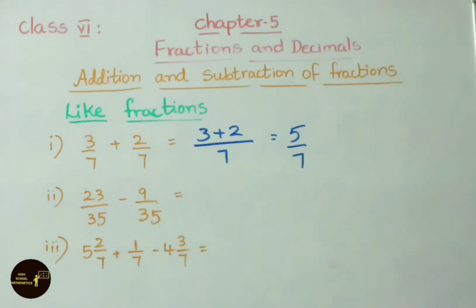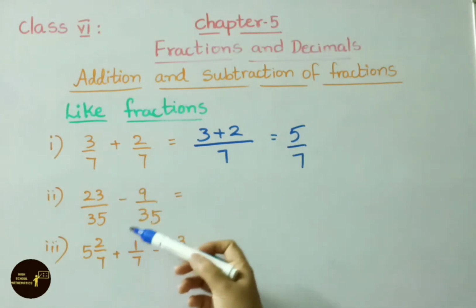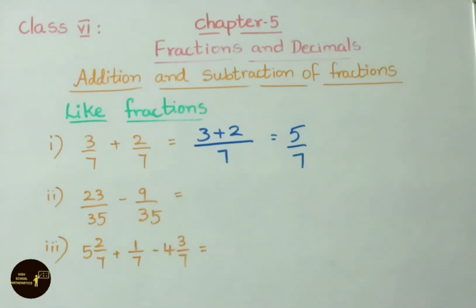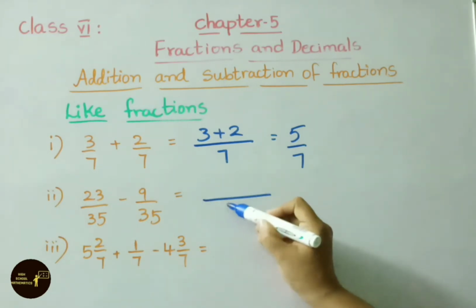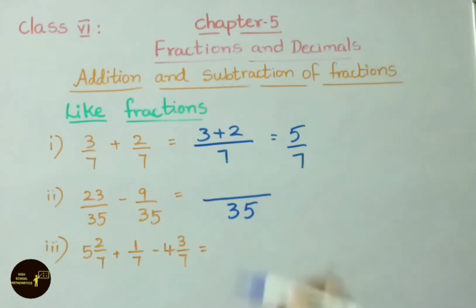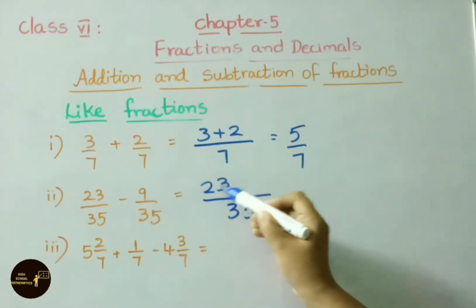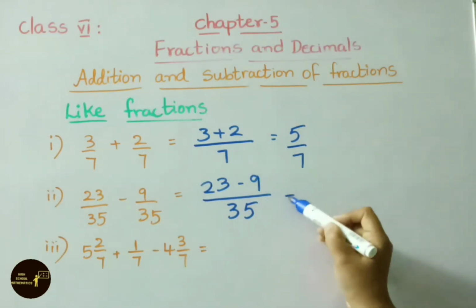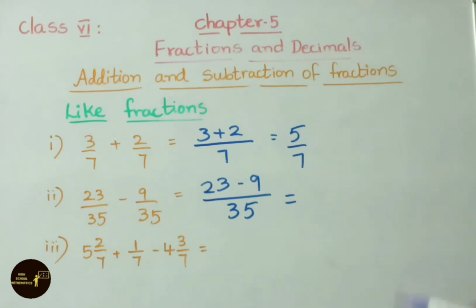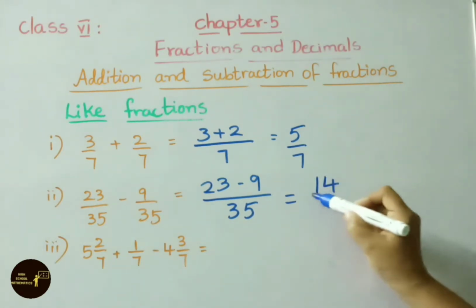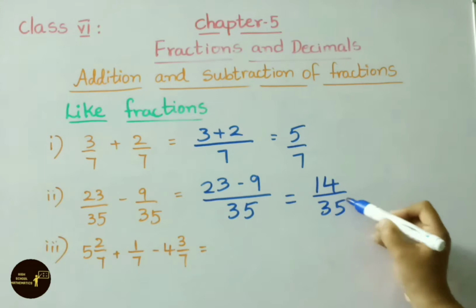See now second one. 23 by 35 minus 9 by 35. Here denominators are equal. So write down here 35. Now numerators we shall subtract. 23 minus 9. We get answer 14 by 35.